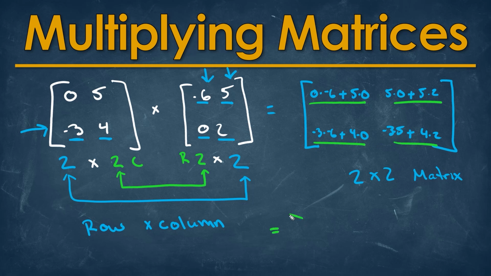With that, we'll have 0 times negative 6 plus 5 times 0, which is going to give us 0. Then we'll have 0 plus 10, so we'll have 10. Then we'll have 18 plus 0, and then we'll have negative 15 plus 8. So we'll have 18 here, and then we'll put negative 7 right here. And then this will be our final answer for that matrix.